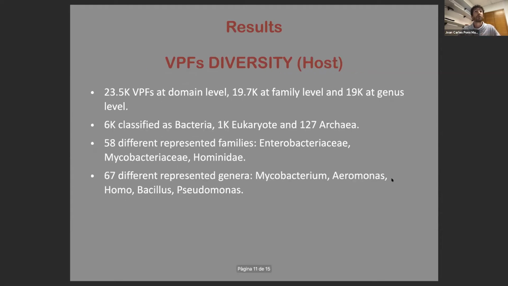And for the host prediction, the diversity of the viral protein families obtained are 23,000 for the domain level, 19,000 for the family level, and 90,000 for the genus level. Most of them are classified as bacteria at the domain level, and we have 58 different represented families and 67 different represented genera.